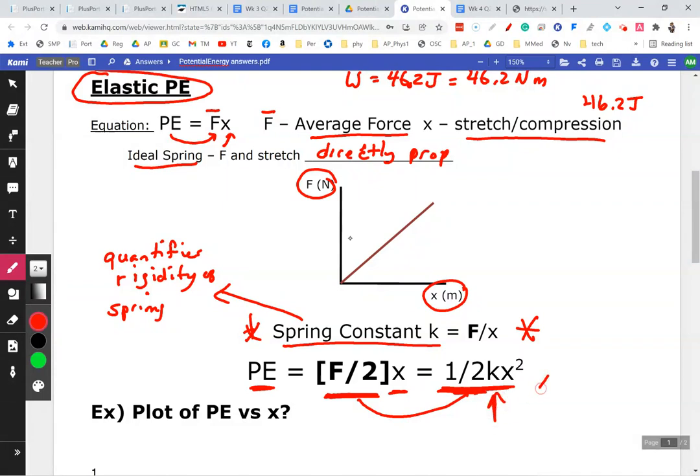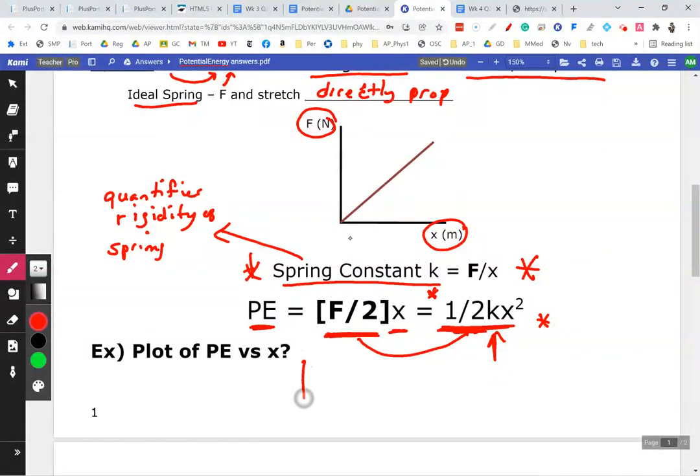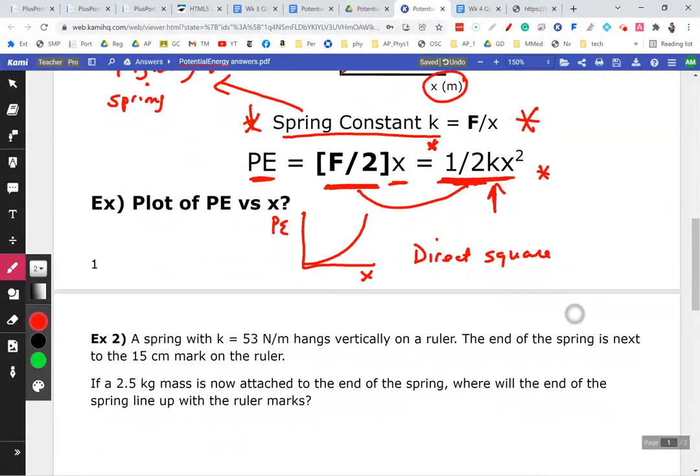And this is the most popular form of this equation, that the potential energy of the spring depends upon the rigidity of the spring, K, and how much you stretch it. And what's the relationship between potential energy and stretch or compression? It is a direct square relationship. And so a direct square plot looks like this. It's a second order exponential plot, maybe in math class.